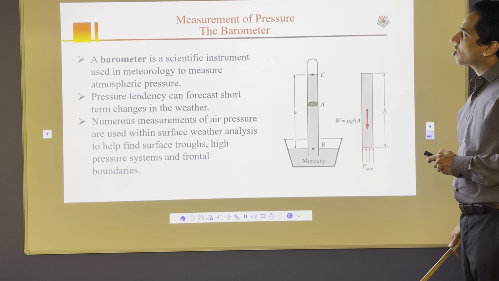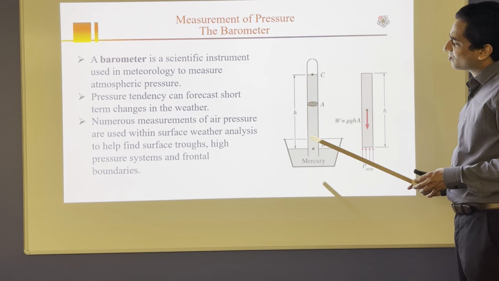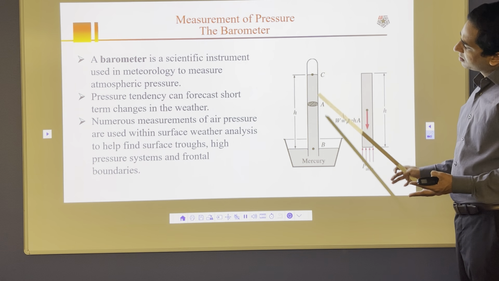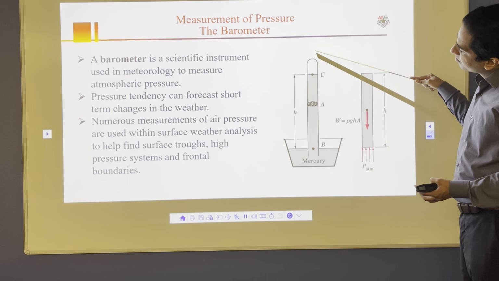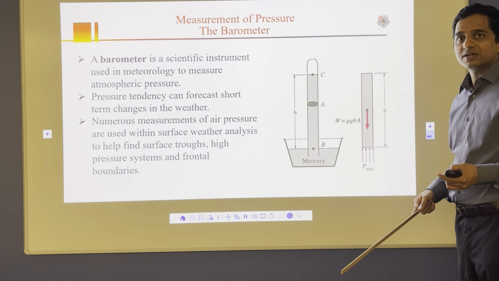Then we learn about the barometer, or measurement of pressure, in this case atmospheric pressure. A barometer is a simple device. We fill a glass tube with mercury, turn it upside down in a tank, and then the mercury level will go down slightly, and you will see the height, and that will be equivalent to atmospheric pressure.